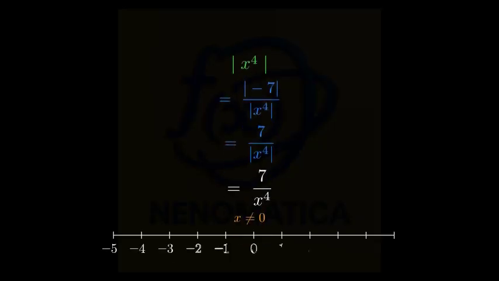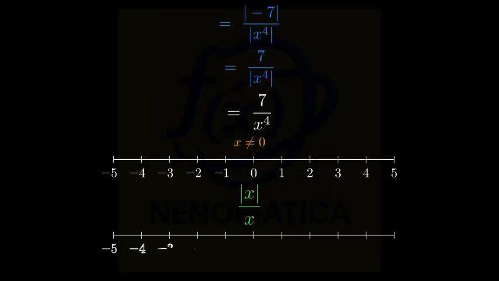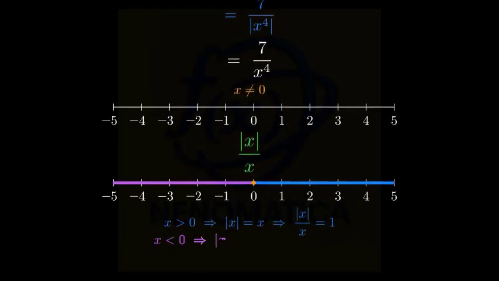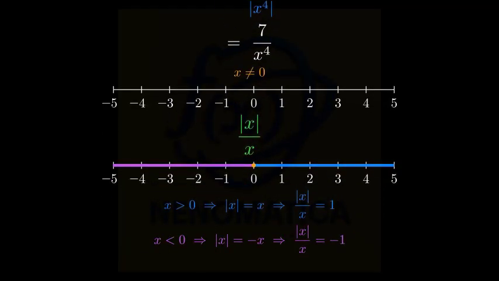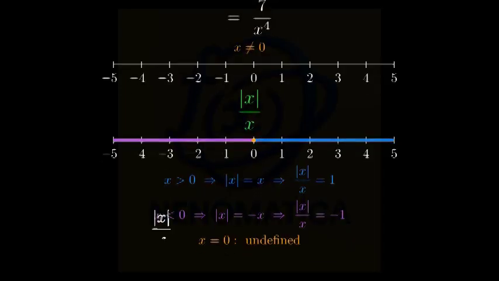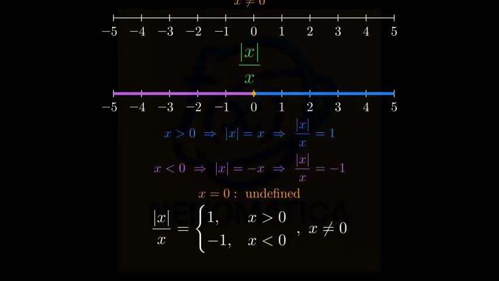Example 2. Simplify absolute of x over x. The answer depends on the sign of x. If x is positive, absolute of x equals x, and the ratio is 1. If x is negative, absolute of x equals -x, and the ratio is -1. At x equals 0, the expression is undefined. So the piecewise result is 1 for x greater than 0, -1 for x less than 0, undefined at 0.